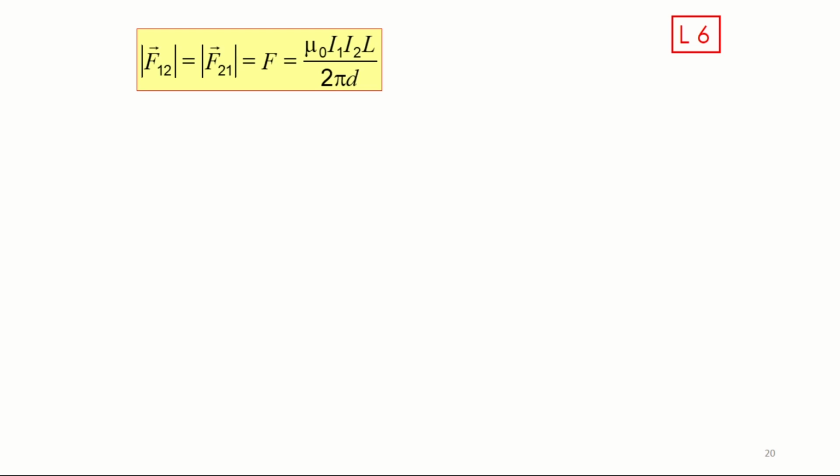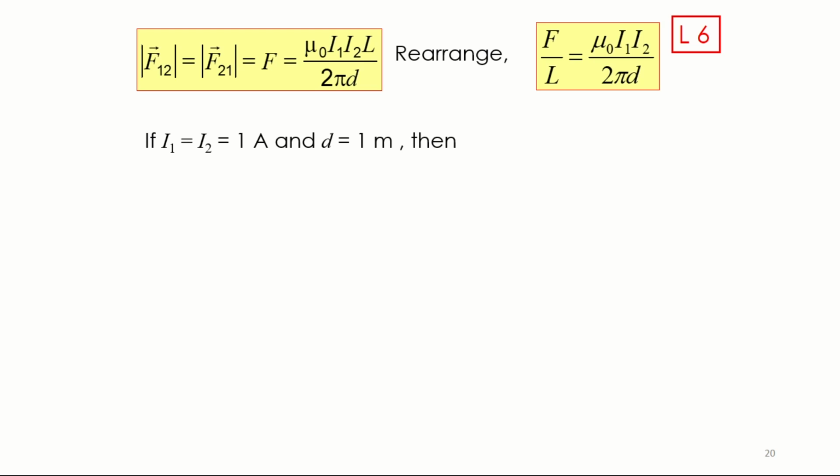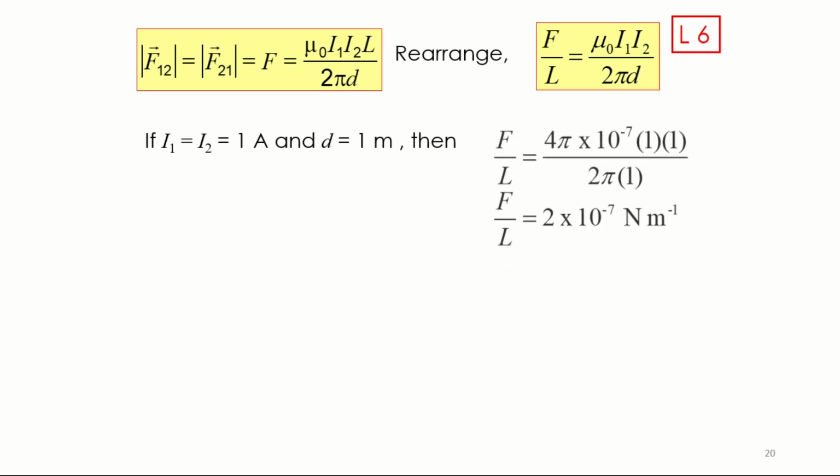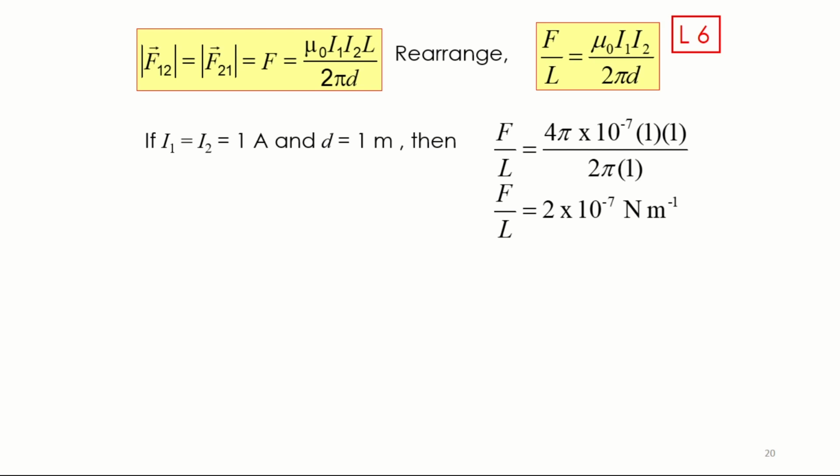So magnitude F12 equals magnitude F21 equals F equals mu naught I1 I2 L divided by 2 pi D. We rearrange this equation to determine F per L. So F per L equals mu naught I1 I2 divided by 2 pi D. If I1 equals I2 equals 1 ampere, and the distance between conductor 1 and conductor 2, D, equals 1 meter, you get F per L equals 2 times 10 to the power of negative 7 newton per meter.